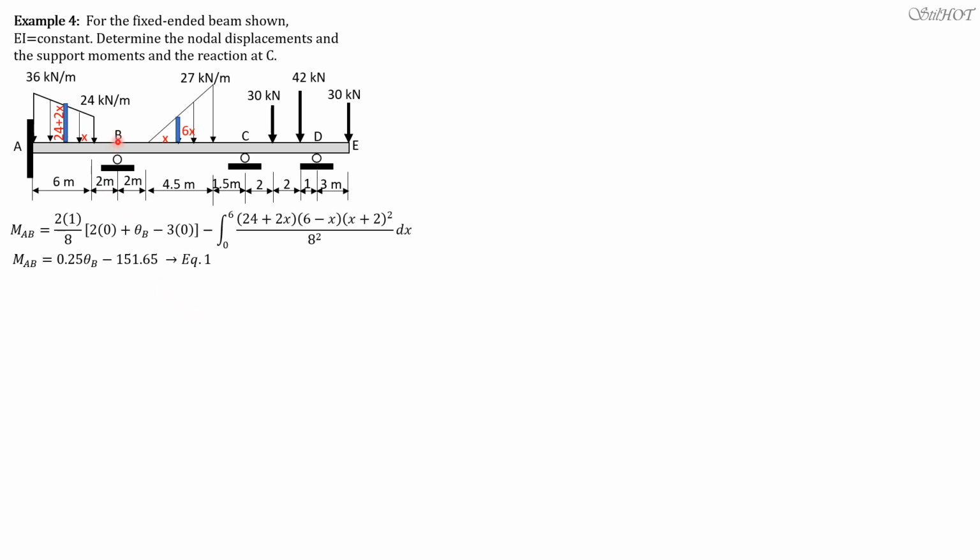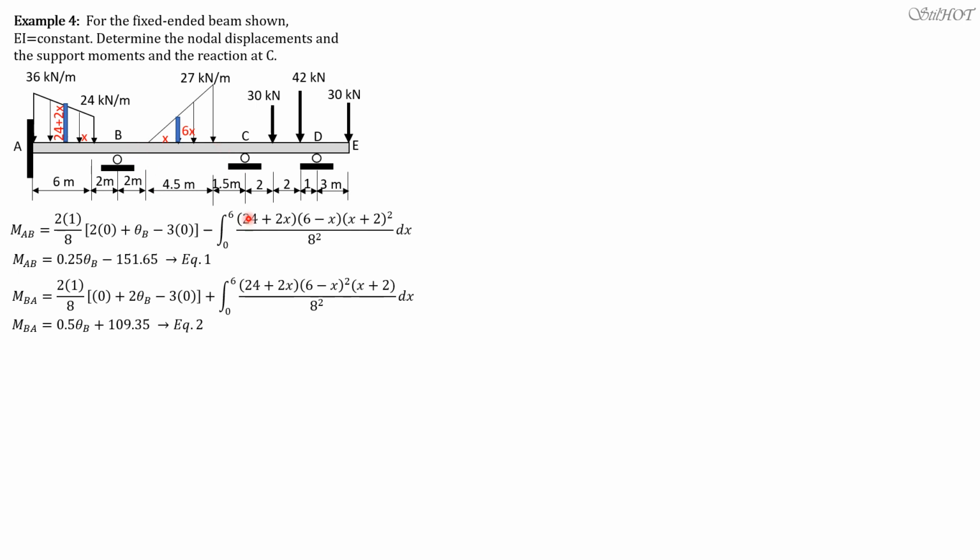Call that equation 1. Moment BA, on the other hand, is equal to 2 times 1 over 8 times 0 plus 2 times theta B minus 3 times 0. This time plus the integral from 0 to 6 of 24 plus 2x dx times 6 minus x squared times x plus 2, all over 8 squared. So MBA is equal to 0.5 theta B plus the value of the integral, the fixed-end moment, 109.35.